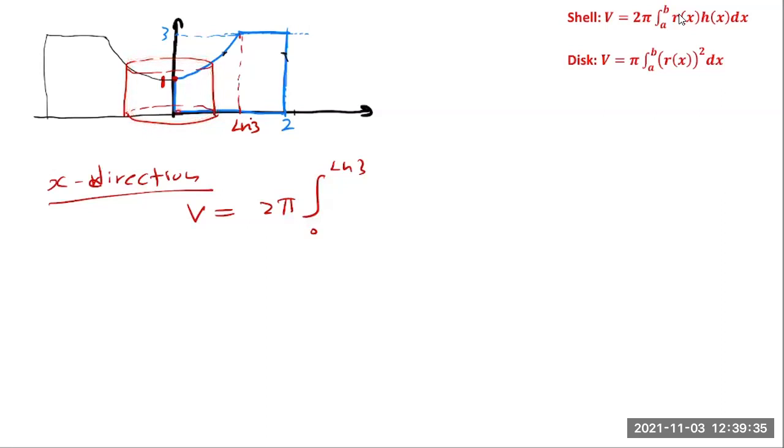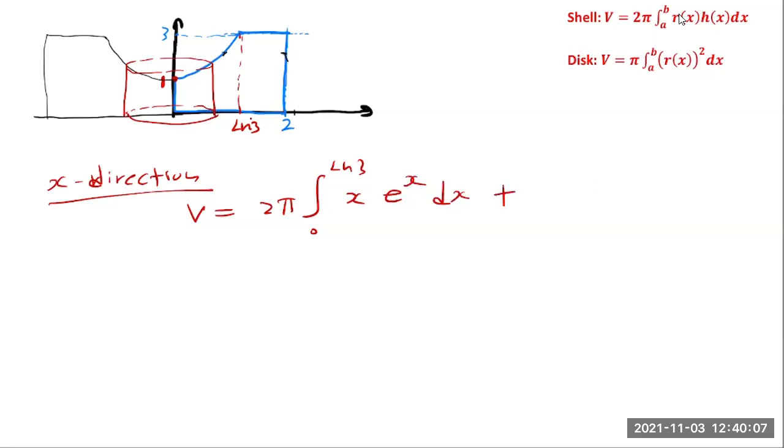So then what is the radius? Radius is this length, right? That length is exactly x. If I take this general point to be x, radius is going to be x. So R of x is x, so I should have x here. And then what is h of x? H of x is the height of this cylinder, which is exactly this function height at this point, e to the power x. So you need to have e to the power x dx.